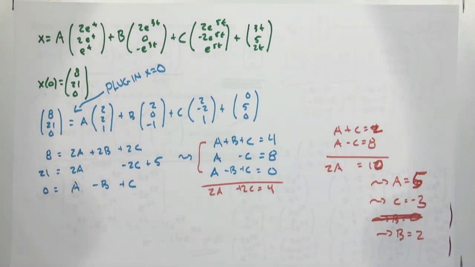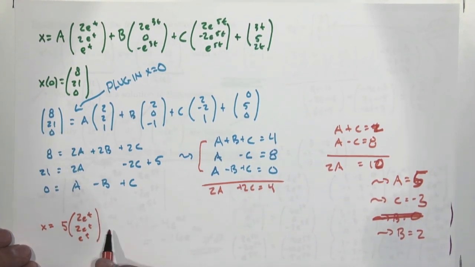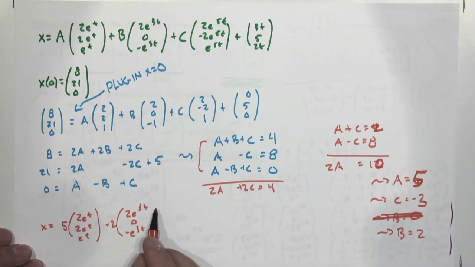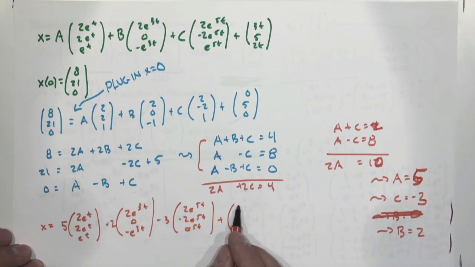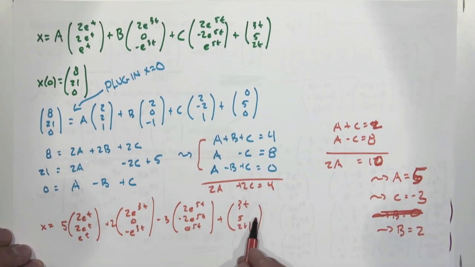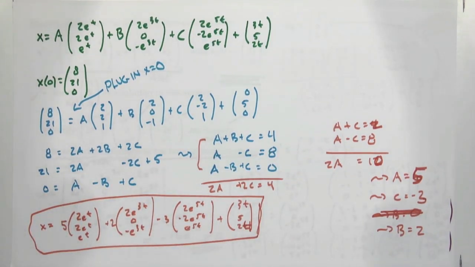So our answer, x is equal to 5 times (2e^t, 2e^t, e^t), plus 2 times (2e^(3t), 0, -e^(3t)), and then minus 3 times (2e^(5t), -2e^(5t), e^(5t)), plus (3t, 5, 2t). Whew. Whoops. That doesn't look like a 2t, does it? There we go. Done. Okay. And that only took us a lot of time.